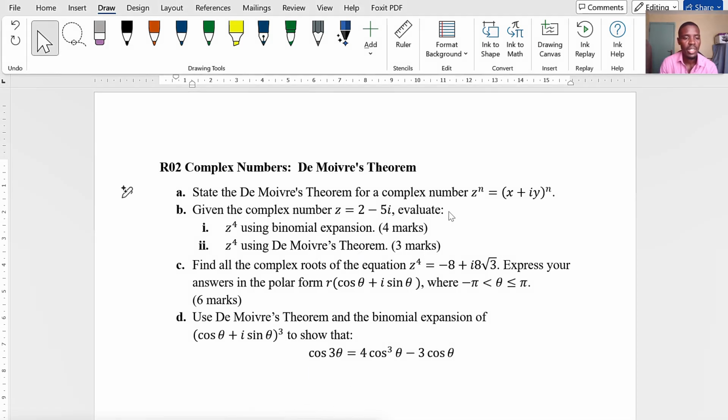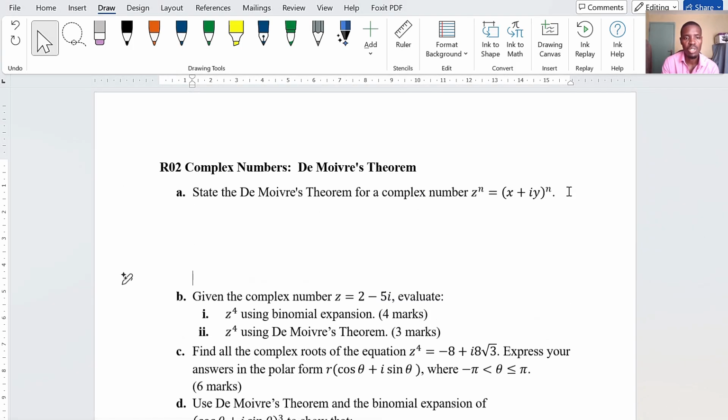So the next question is revision 2, which is on complex numbers still, but the subtopic is de Moivre's theorem. So you are asked to state de Moivre's theorem.